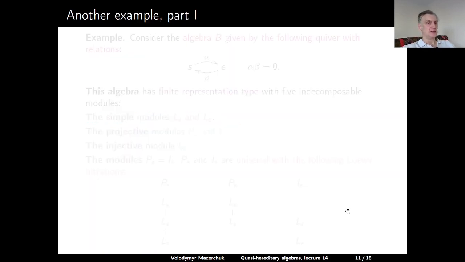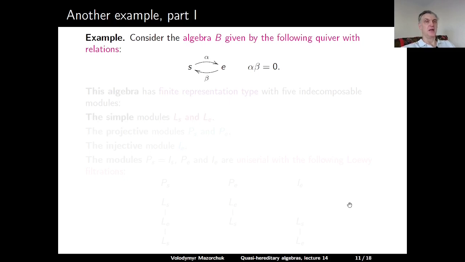Let us do another example, which is a little bit more complicated. Consider the algebra B given by the following quiver with relations. We have two vertices S and E, and two arrows, alpha from S to E and beta from E to S. And the unique relation is that alpha after beta is equal to 0. It is not very difficult to check that this algebra has finite representation type with 5 indecomposable modules.